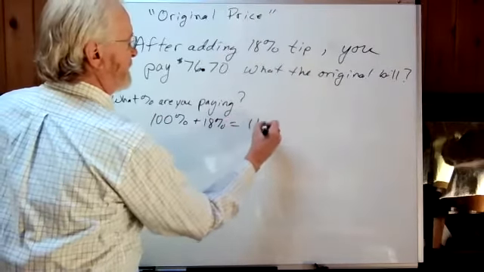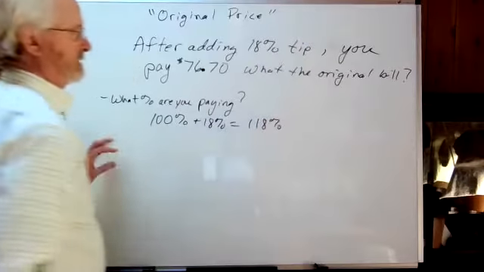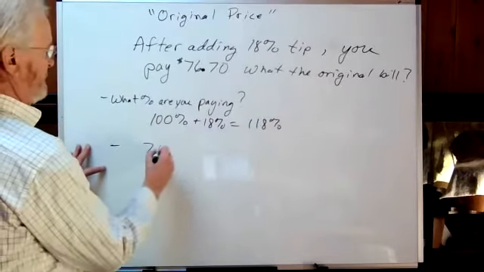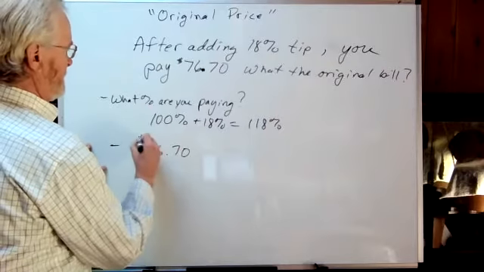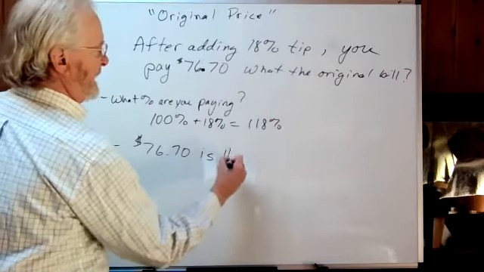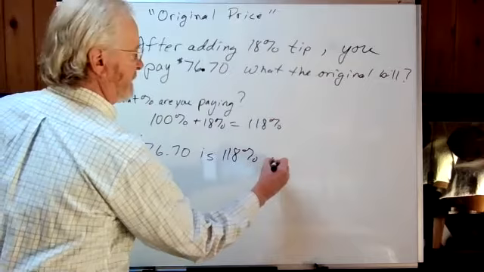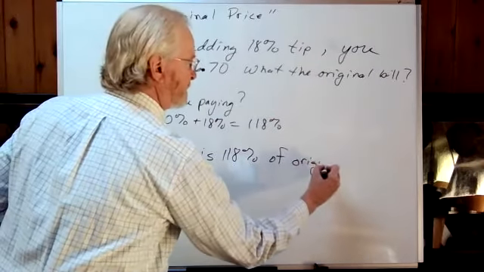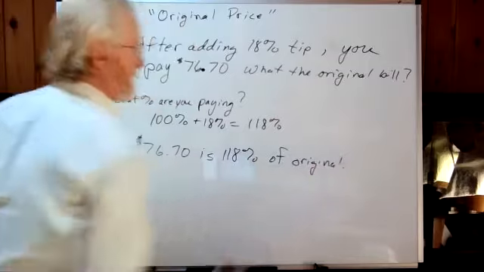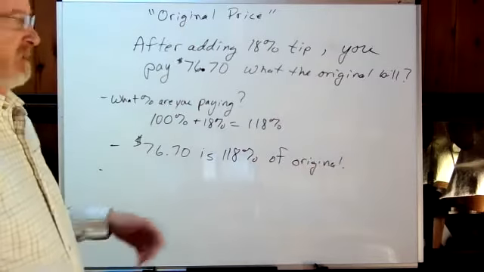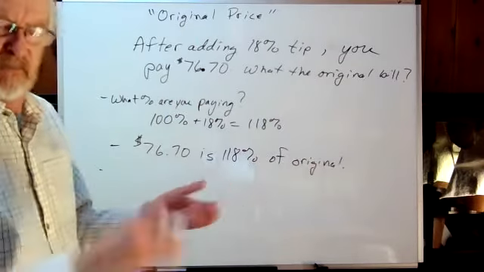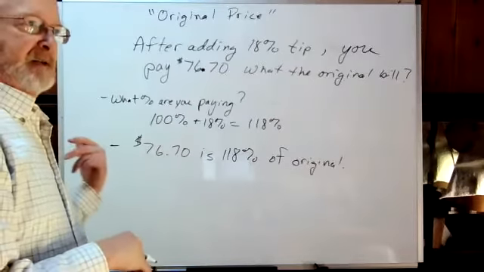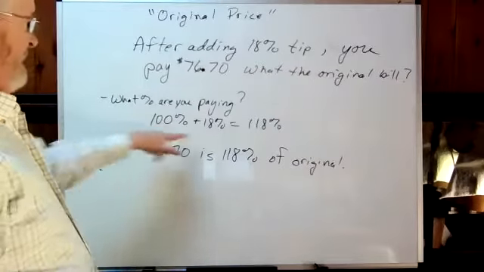I'm paying 118%. 76.70 is 118% of the original bill. Now, hopefully that makes sense, that this is the same kind of situation as the last two examples, except that we're going up instead of down.